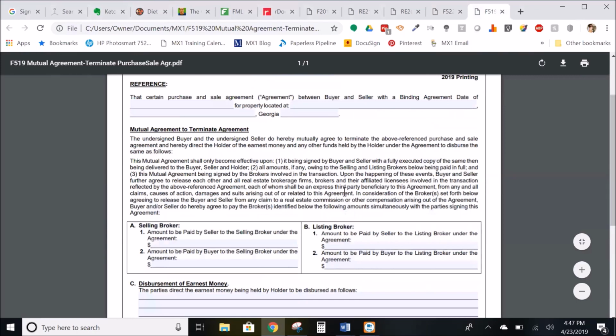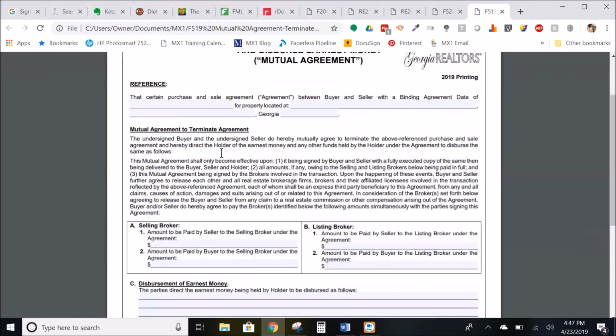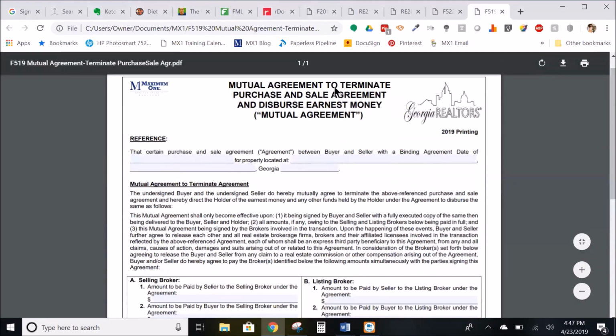Additionally, there is the hold harmless language in this mutual agreement to terminate the purchase and sale agreement and disperse the earnest money. And that language is contained right here. Upon the happening of these events, buyer and seller further agree to release each other and all real estate brokerage firms, brokers, and their affiliated licensees involved in the transaction reflected in the above agreement, each of whom shall express third-party beneficiary from any and all claims, causes of actions, damages, so forth and so on.